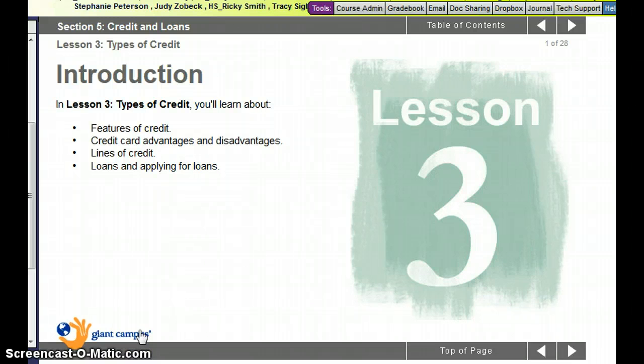In lesson 3, types of credit, you'll learn about features of credit, credit card advantages and disadvantages, lines of credit, and loans and applying for loans.